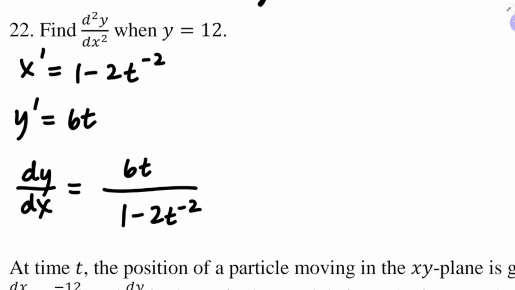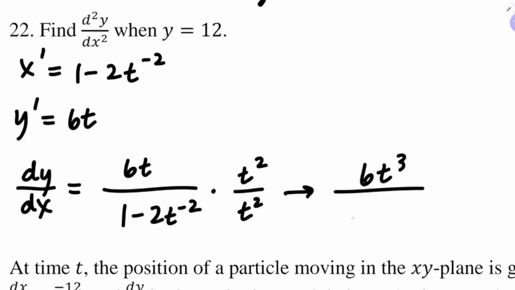I suppose, well, I multiplied top and bottom by t squared. If you just want to take the derivative of this using the quotient rule and then divide by the same denominator, that's totally fine. Just see what happens. I might erase all this. 6t cubed divided by t squared minus 2.